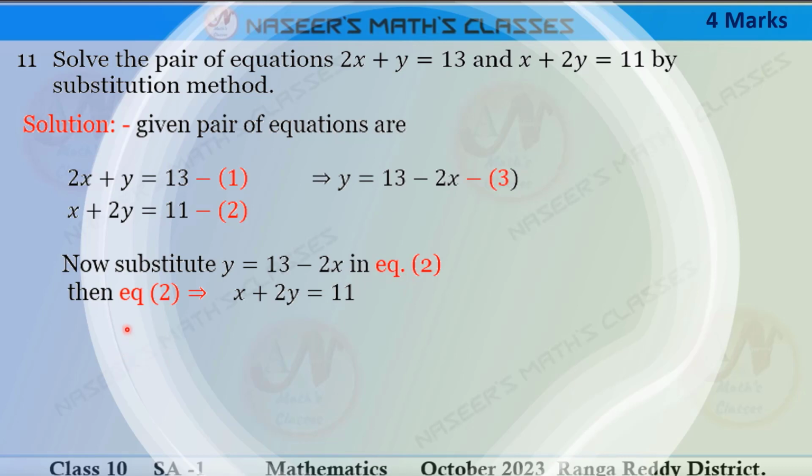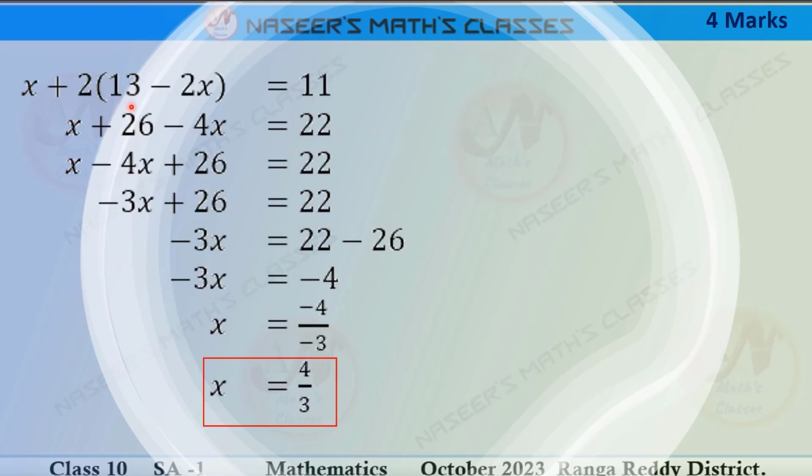So we can write equation 2 as x plus 2y is equal to 11. After replacing y is equal to 13 minus 2x, then equation 2 is written as x plus 2 times of 13 minus 2x is equal to 11. By applying distributive law, we can write 2 into 13 as 26 and 2 into minus 2x as minus 4x.